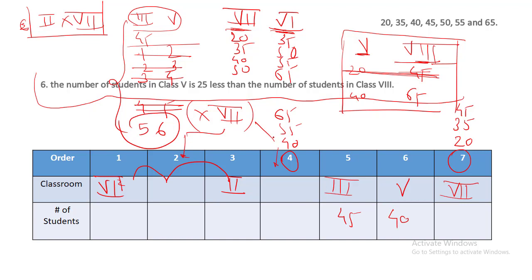Wherever 40 is mentioned over here, we just need to rule out those possibilities. So 40, 55, we are ruling out those possibilities. So again, the number of students in class 8 is 65. So 65, wherever it is mentioned, we are ruling out that possibility as well. Now, the number of students in class 6 can be either 35 or 50. The number of students in class 7 can be either 20 or 35.